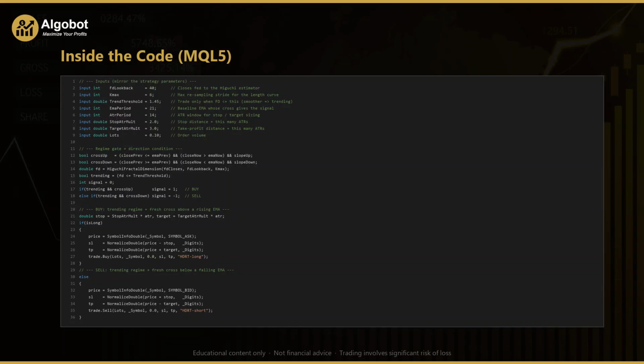Below that is the decision logic. The strategy builds two Boolean flags. Cross-up is true when the previous close was at or below the moving average, the current close is above it, and the average is rising. Cross-down is the mirror for the downside. Then it computes the fractal dimension and sets trending to true only when that value is at or below the threshold. The signal becomes a buy when trending and cross-up both hold, and a sell when trending and cross-down both hold. Now the two order blocks.